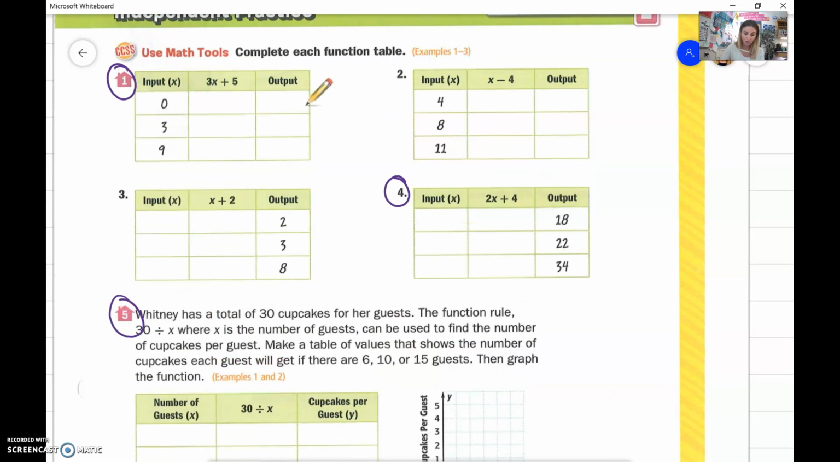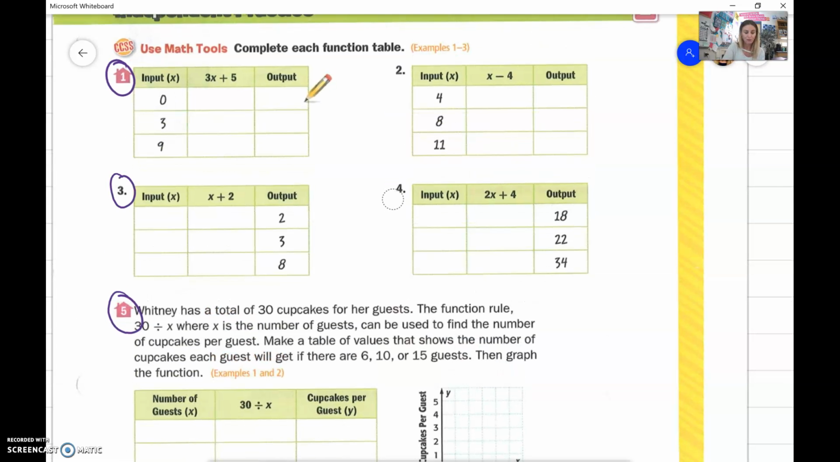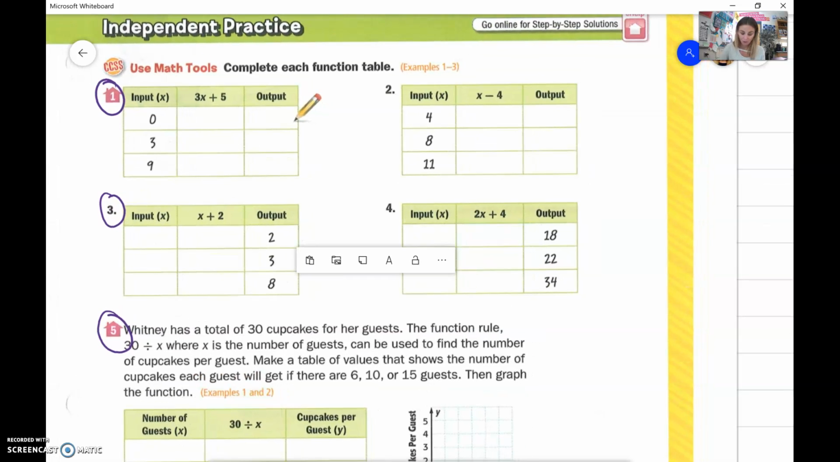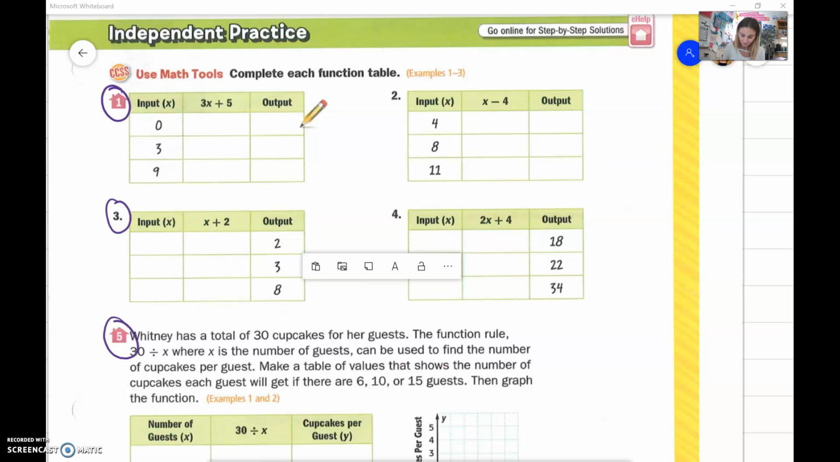Okay, actually, let's do 1, 3, and 5. Let's do the odds. All right, so here we go. We're going to complete the function table. So find some room to work. Again, wherever you can find some room. I'm going to switch my color here.